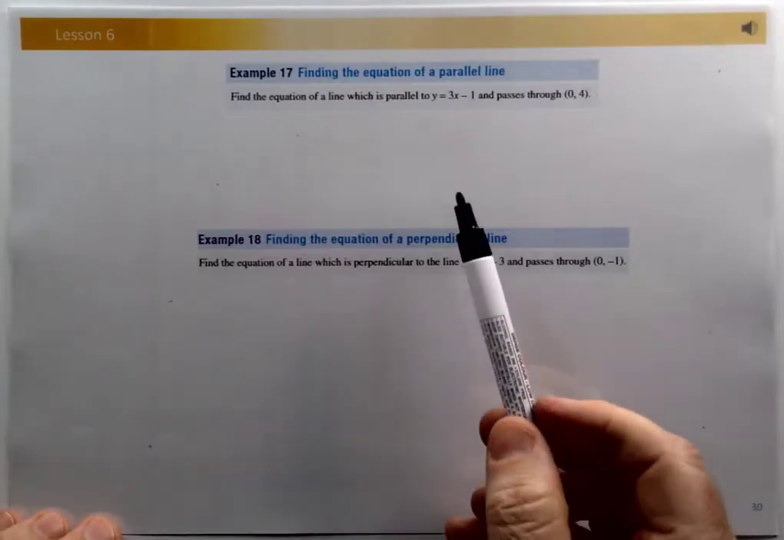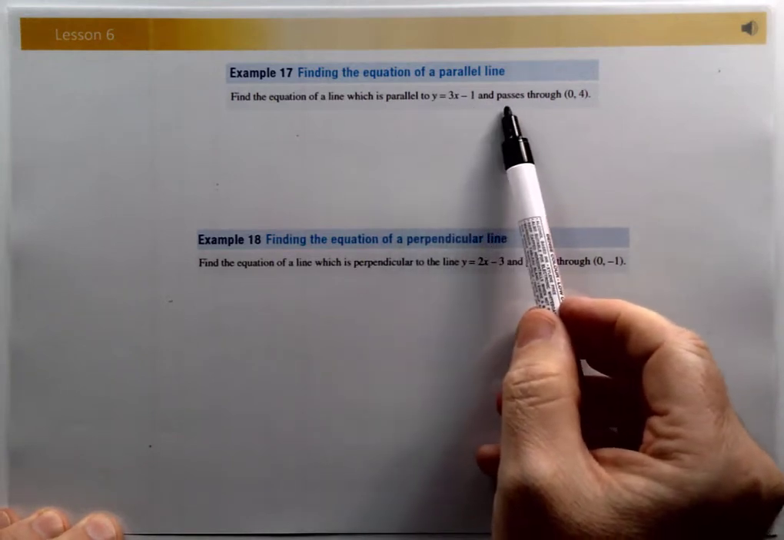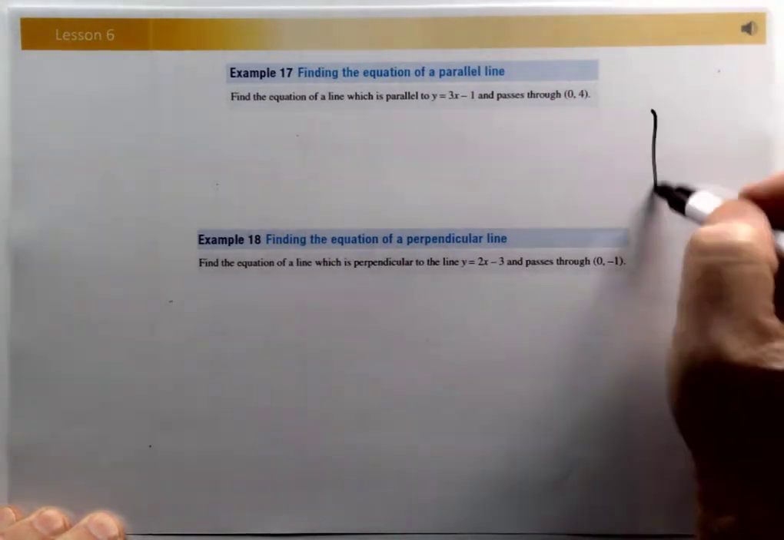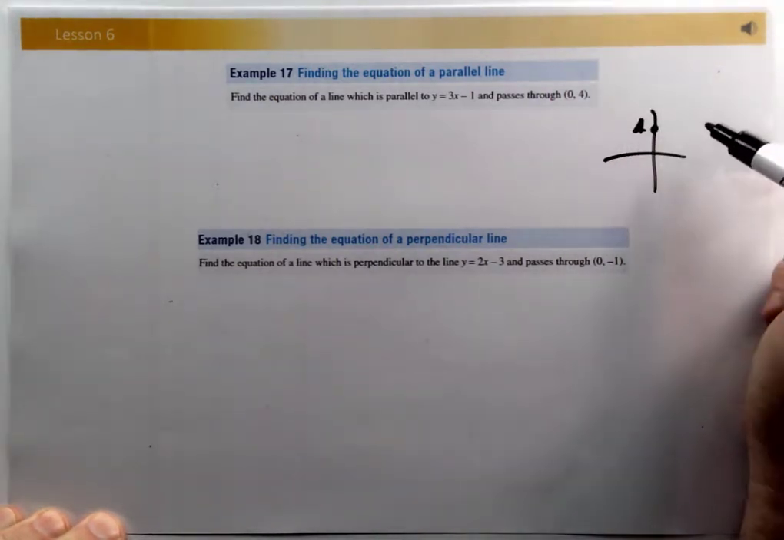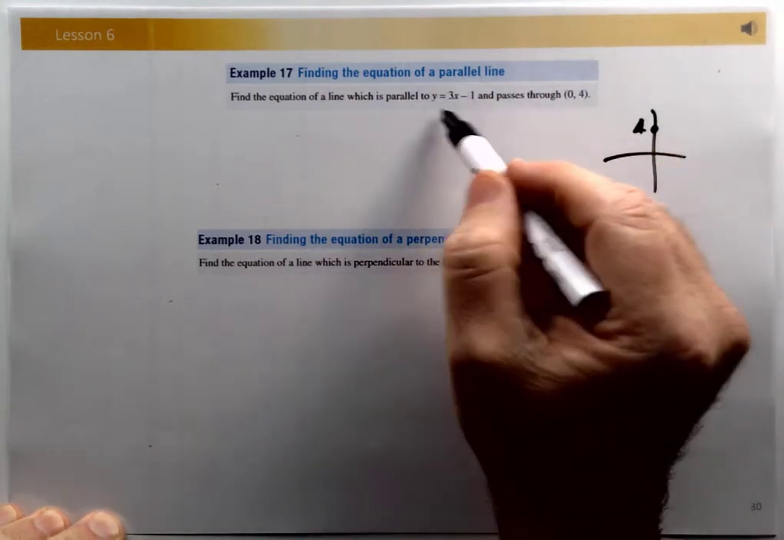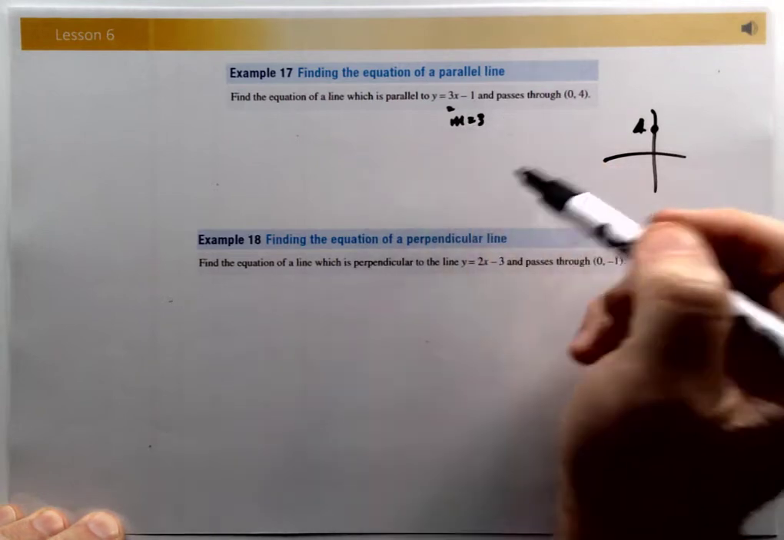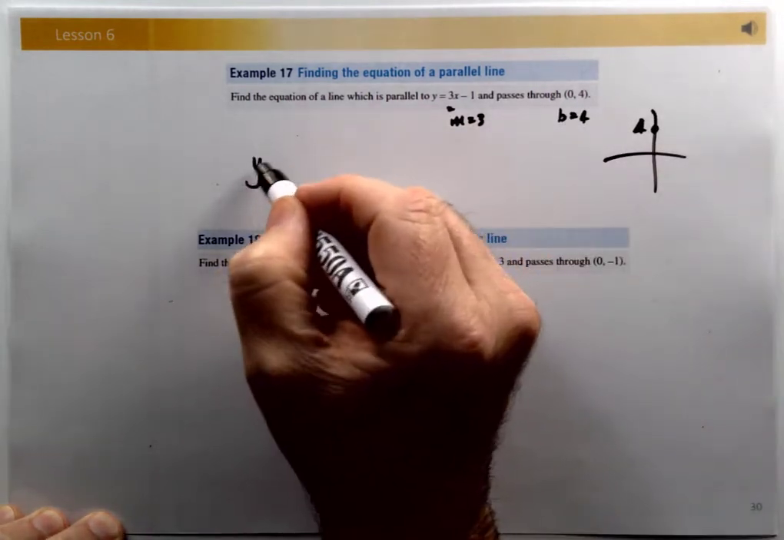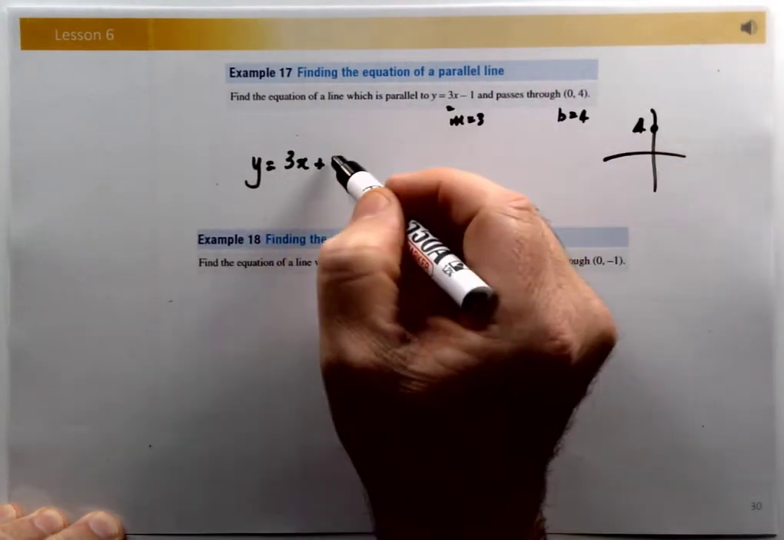Okay, we've got a line which is parallel to y equals 3x minus 1, and it also passes through 0, 4. And if you think about it, 0, 4 is actually going to be the y-intercept. So if we're parallel to this line, we've got to have the same gradient, so we know that m has got to be 3. Here we're told that b is equal to 4. So we can now just say y is equal to mx plus b, so 3x plus 4.